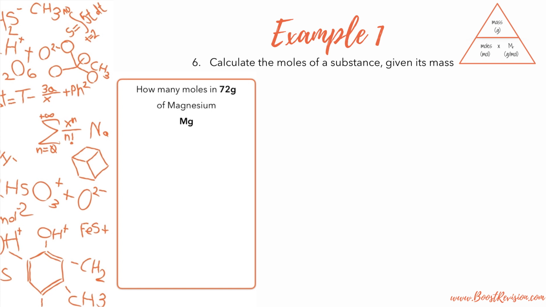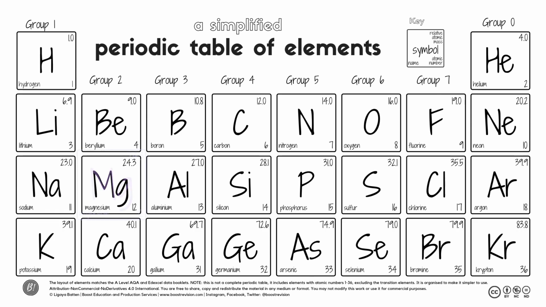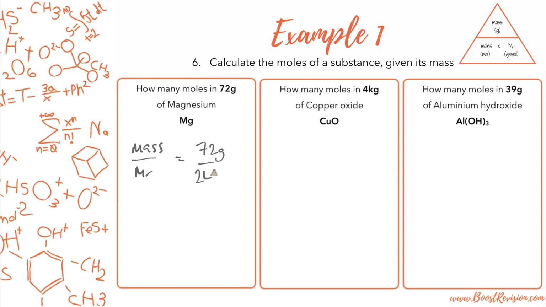So the first one, how many moles are in 72 grams of magnesium? We take the mass, which is 72 grams, and we look for the Mr, or in this case atomic mass, of magnesium from the periodic table, which is 24.3. 72 divided by 24.3 gives us 2.96 moles to 2 decimal places.